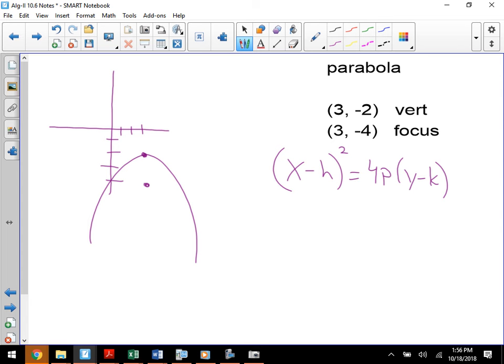So your h and k for a parabola is always the vertex. Always, always, always. So here, what do we have to figure out? Yeah, the p-value, how far away is it? So how far is it from vertex to focus? 2, so our p-value is -2. It's moved downwards, so it's got to be -2. Fill in the blanks.